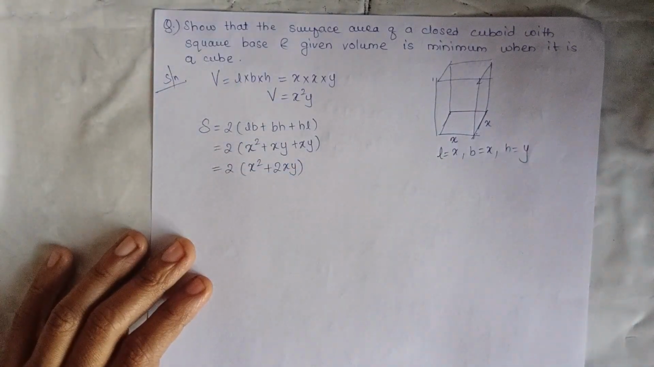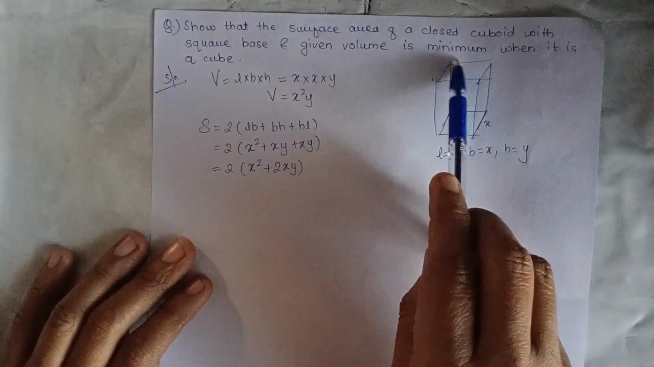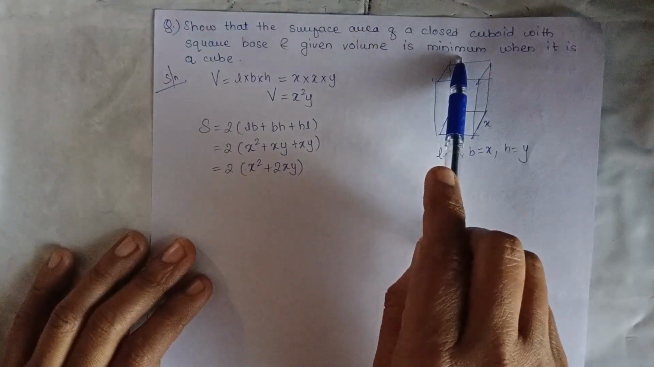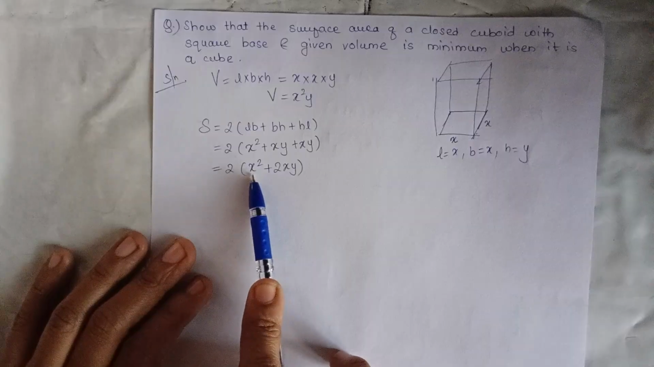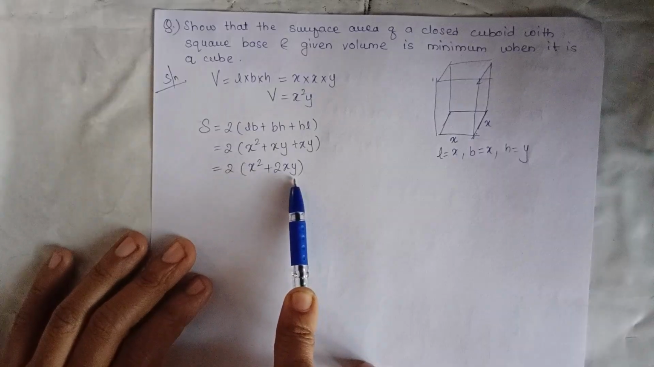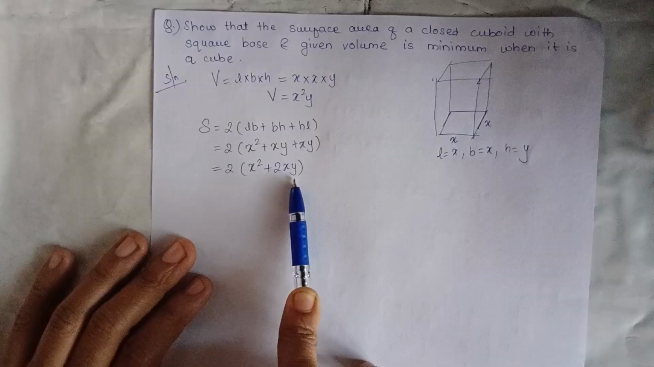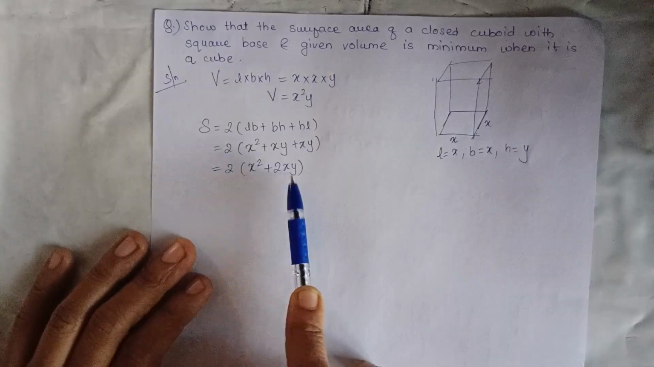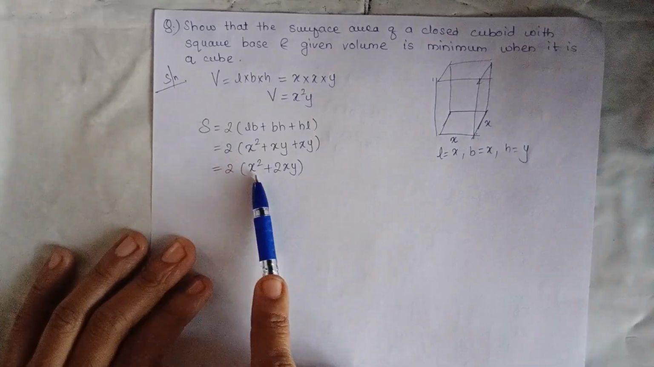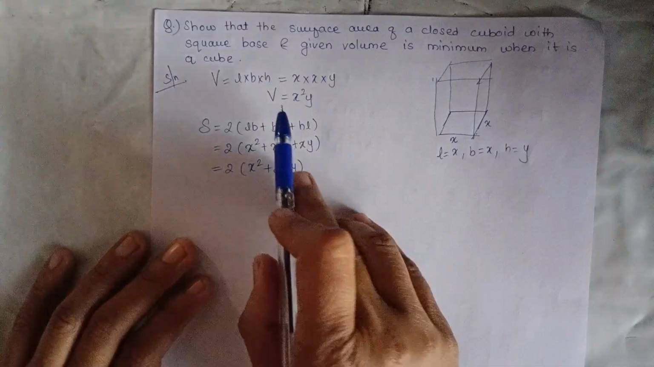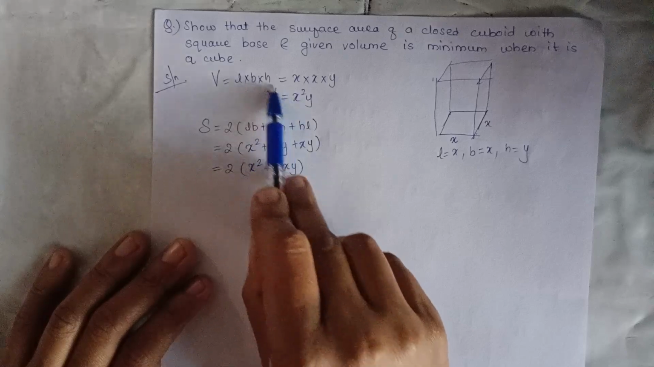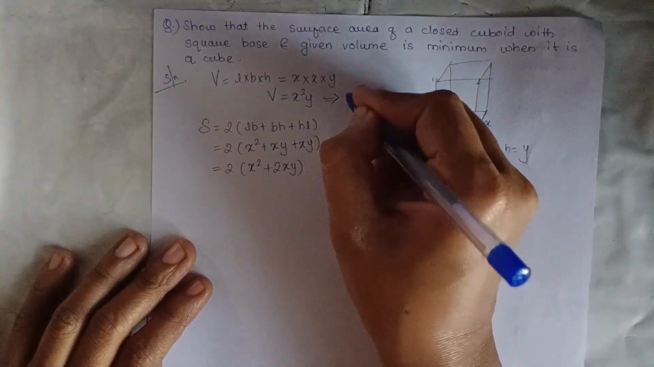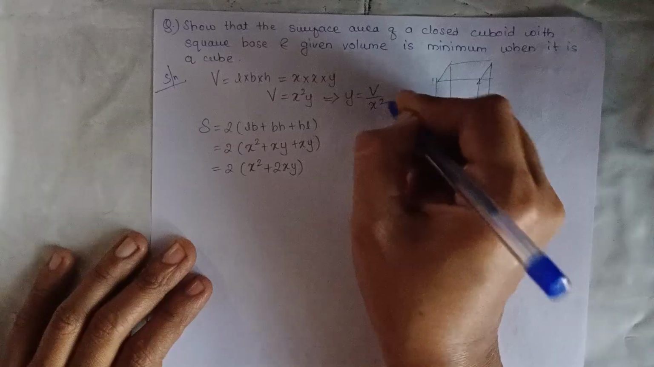Now they have given that show that the surface area of a closed cuboid with square base and given volume is minimum. Means surface area we have to show minimum. So we have to differentiate this. Now we have here two terms x and y. So we have to write this in one variable, either x or y. So we can make use of volume. This volume is fixed, so this is like a constant. So we can write y equal to v upon x square.